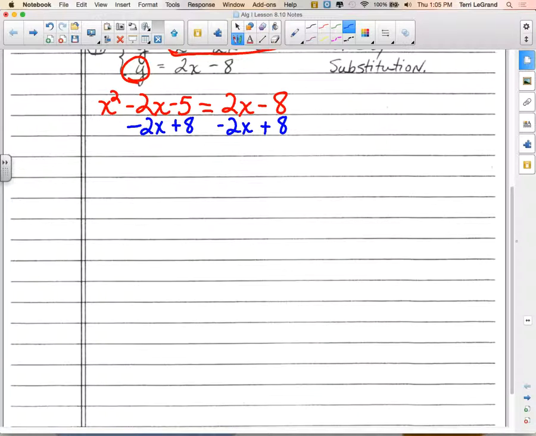That's our goal. So now we have x squared. What's minus 2x minus 2x? Minus 4x, or negative 4x. What is a negative 5 plus an 8? 3, so plus 3 equals 0. Okay, is this in standard form? Are we ready to identify A, B, and C? Yep. Okay, let's do it. Go ahead.